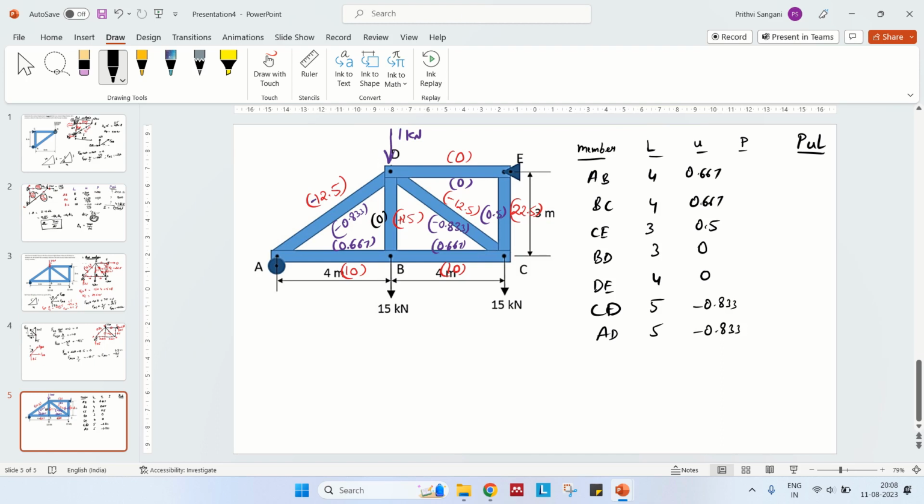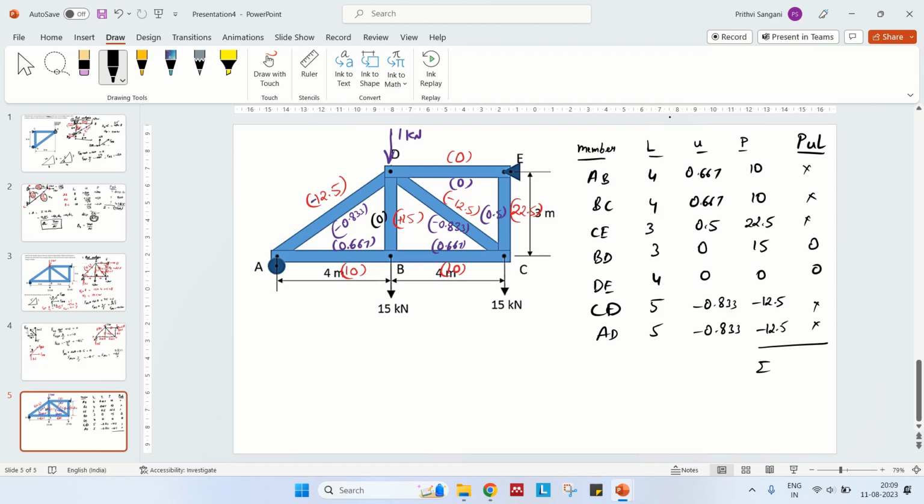Now what about the internal forces in the truss due to the external load, due to the real loads? So in AB it is 10 positive, BC it is 10 positive, which is tensile. CE it is 22.5 positive, and BD it is 15 positive, DE it is 0, CD it is compressive 12.5, AD it is compressive 12.5. I know that these are zeros. So you can simply calculate what are this value, this value, this value, and this value.